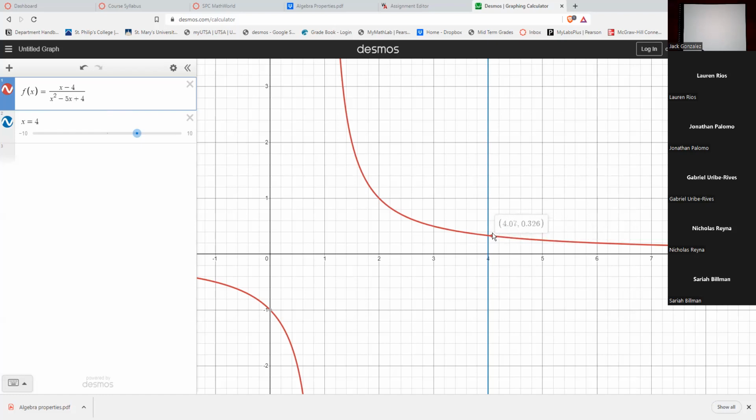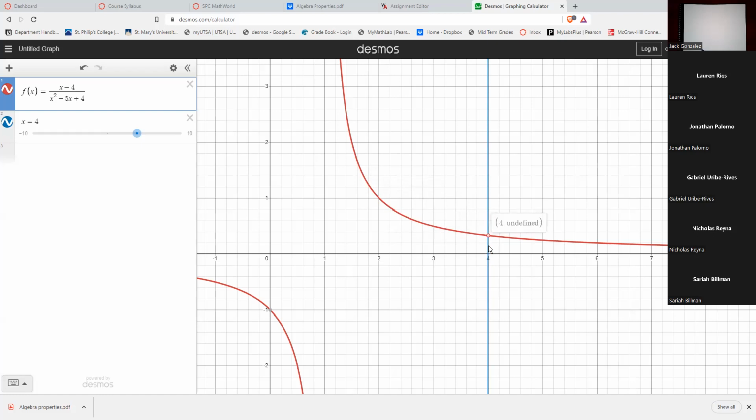What is the function doing? The functional value as I get closer and closer to 4. So look at that y value. You see how it's getting closer to 0.33, right? And then from the right side or left side, same thing. I keep plugging in numbers closer and closer to 4, and I get 0.33. See how it's almost there? See what I'm saying? See what's happening?